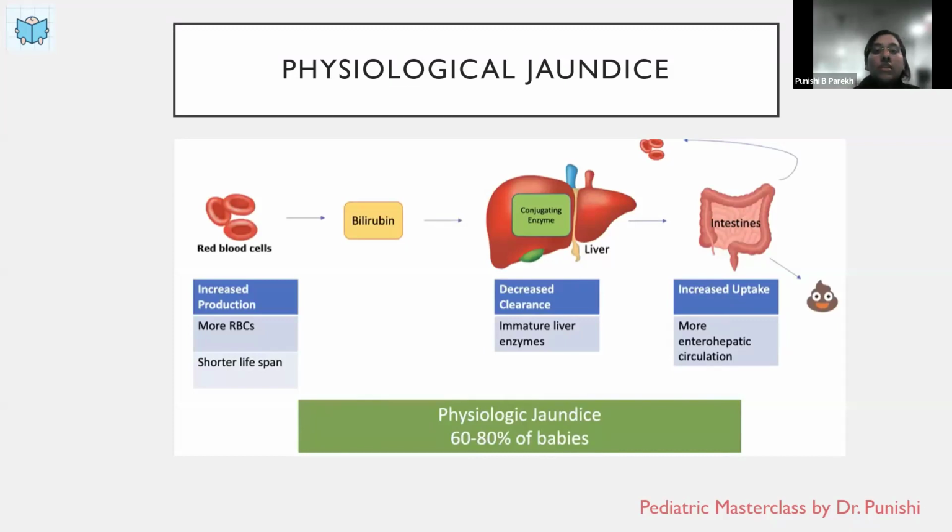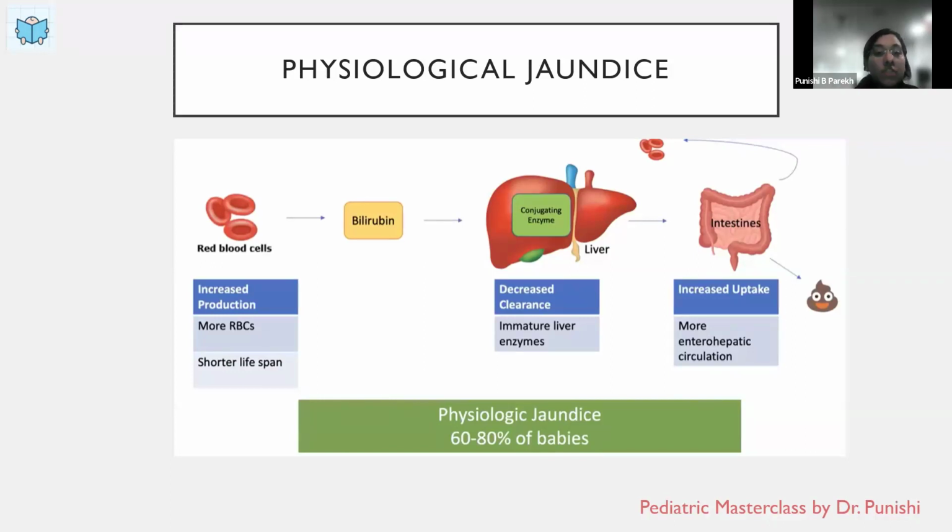So hemoglobin at birth, or even fetal hemoglobin, is way more than that of adults. Newborn hemoglobin can range somewhere between 14 to almost 25 grams per deciliter, which is a lot. Because they have more hemoglobin, they have more RBCs, and more RBCs, when they undergo hemolysis at the end of their lifespan, lead to more production of heme and bilirubin.